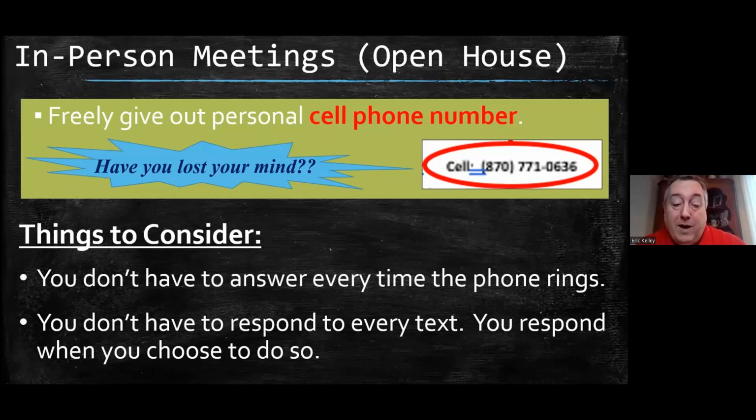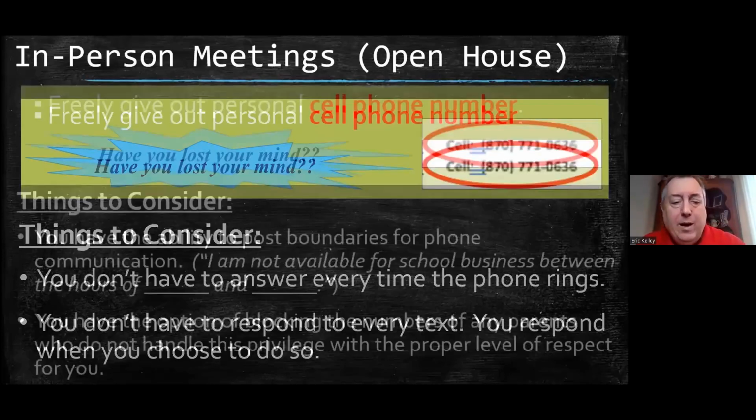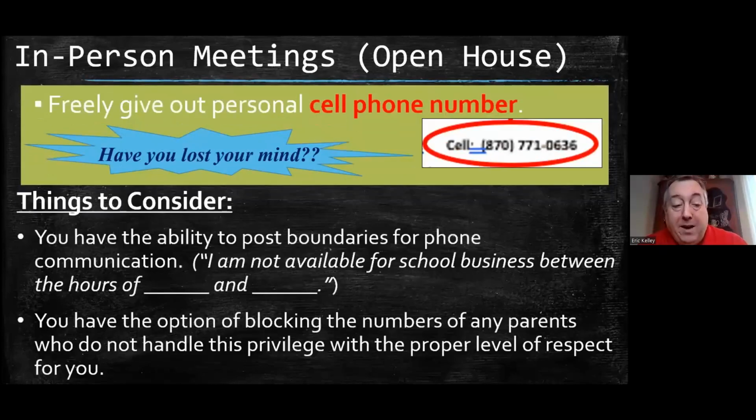You don't have to respond to every text, and you respond when you choose to do so. So you're not providing unlimited access to yourself. You still set the boundaries when you do this. You have the ability to set and post boundaries for phone communication. For example, you can say, I'm not available for school business between the hours of 5 p.m.